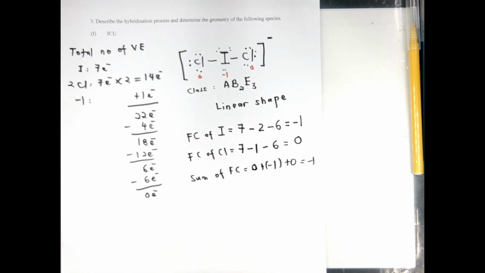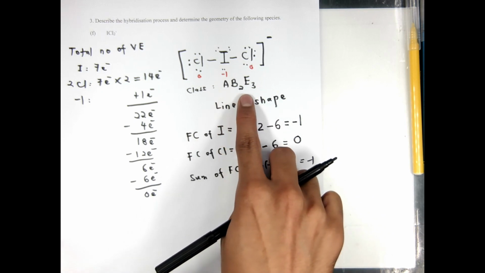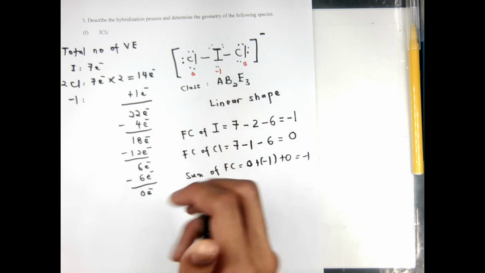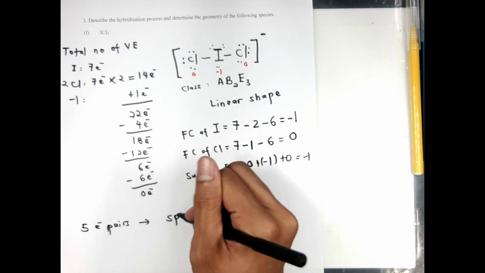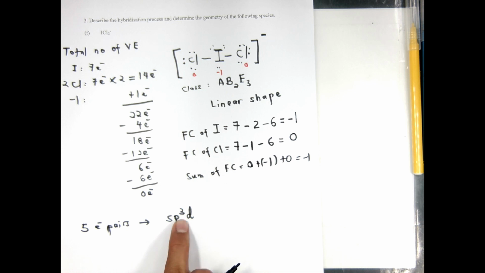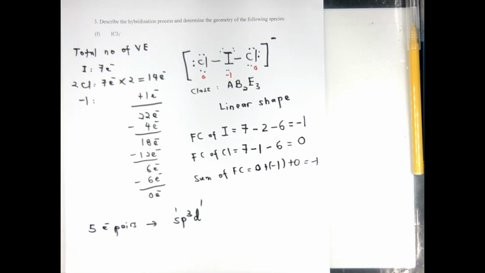Now we need to describe the hybridization process. As you know, the central atom has 5 electron pairs, which is 2 bonding pairs and 3 lone pairs. So you have 5 electron pairs, and hence it will become sp3d. 1 s, 3 p, and then 1 d, right? So 1 plus 3 plus 1, we get 5 electron pairs. Now we need to draw the orbital diagram. I'll bring this in the next page.